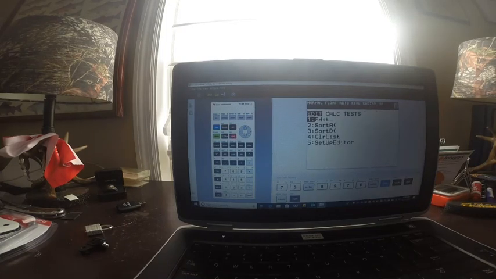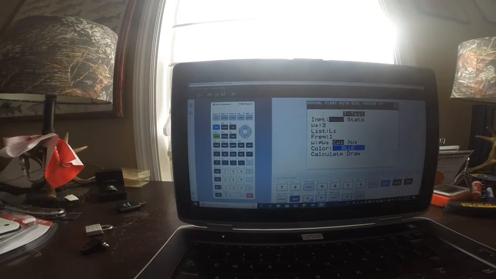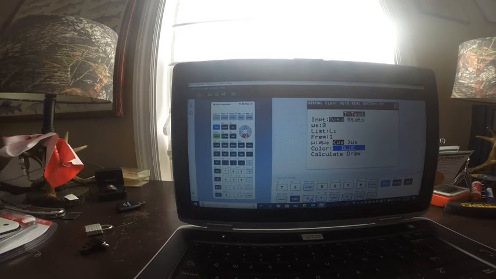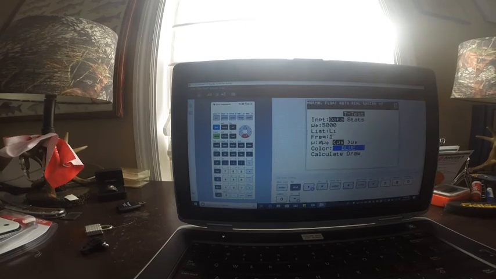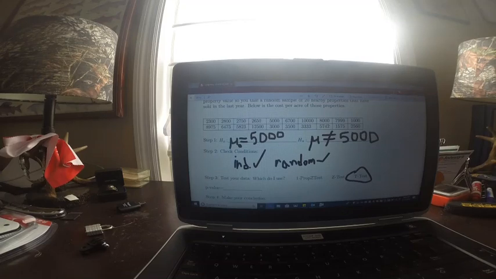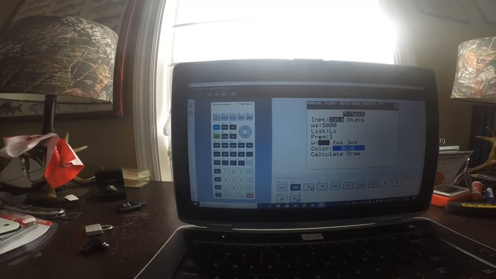We said it was a t-test. So we're going to go over here to test, go to t-test. And instead of pulling in stats, we're going to pull in the data. The only thing you have to type in once you pull in that data is your mu naught here. We said that was 5,000. Make sure you pull in the correct list. Here we typed everything into L1, so that's fine. The frequency does need to be set at 1. Now, we said it was not equal to here, so that's what we're going to choose on the calculator as well.